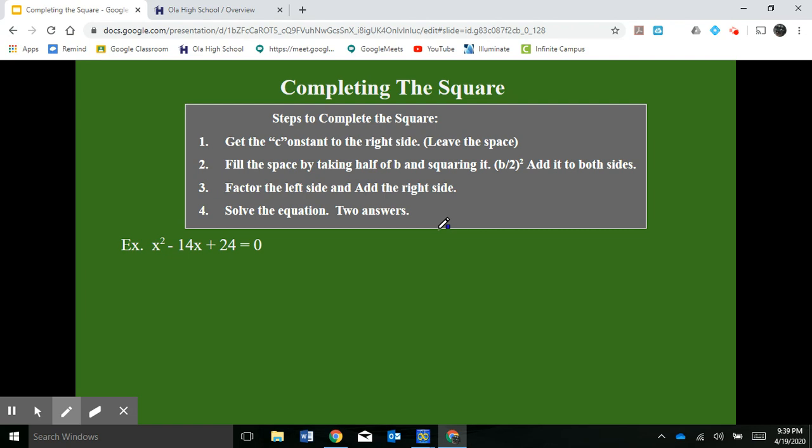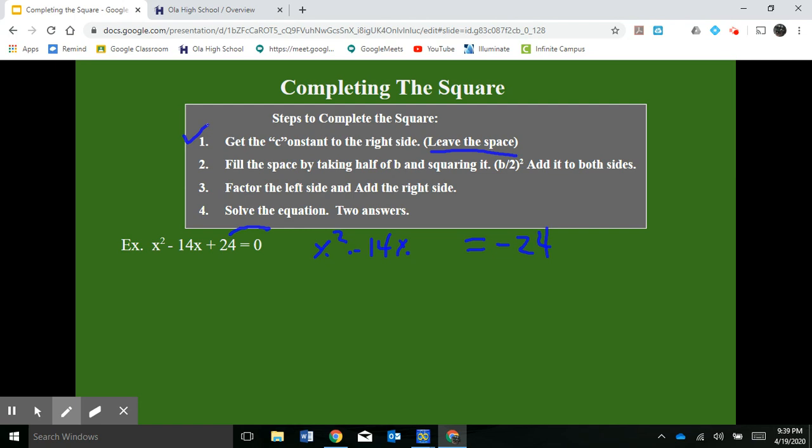I know that sounds like a lot, but I'm going to leave the steps and put the steps on the homework. So all we have to do is follow those steps. Step one says get the C, or the constant, to the right side. I need to take this 24 and put it over there. So the way you put a positive 24 on the right side is you say x squared minus 14x, leave the space, equals negative 24. So that's step one.